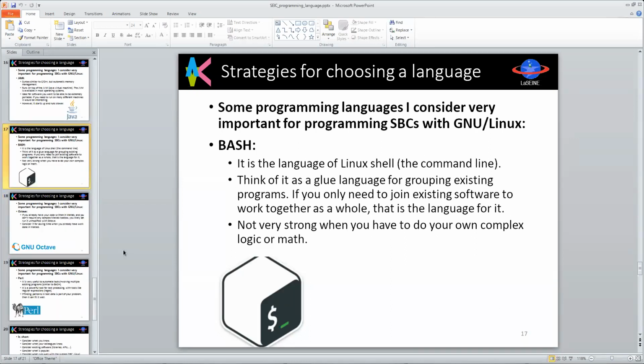So anyway, it's good to learn because you need to talk to Linux as a human when you are programming for these SBCs. So it's good to know a little bit of Bash so you can do some more advanced things in Linux.